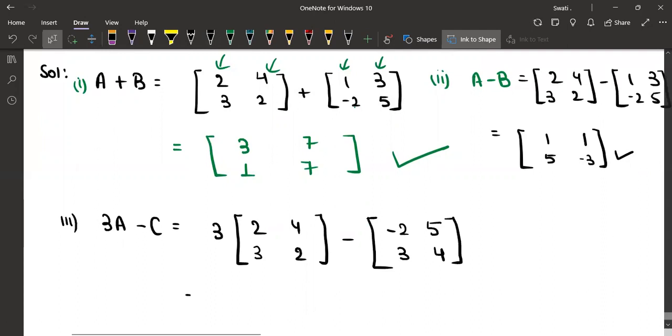All right. Clearly here 3 times A does not mean that this 3 will get just multiplied with the first entry. No, this 3, the constant, will get multiplied with each of the entries that is inside the bracket.